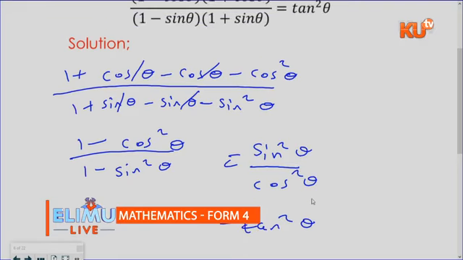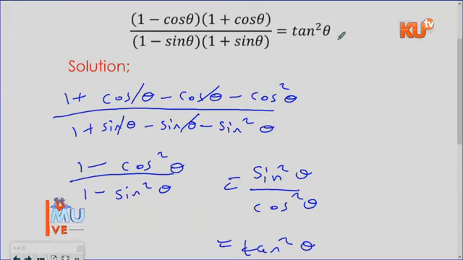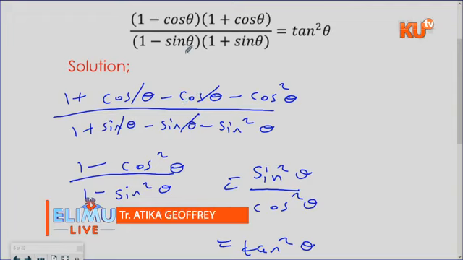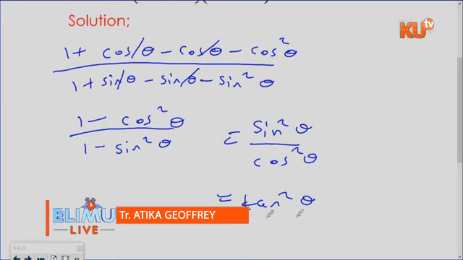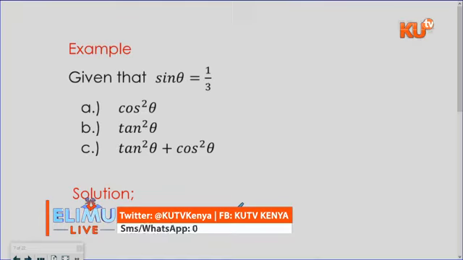Therefore, we have proved, remember we were to prove that whatever we have on the left-hand side is equal to tan squared theta. And as you can see, we only considered whatever we had on the left-hand side, and we have maneuvered around the two identities until we arrive at tan squared theta. So those are the two examples from our two identities. So we have another example, example 3.